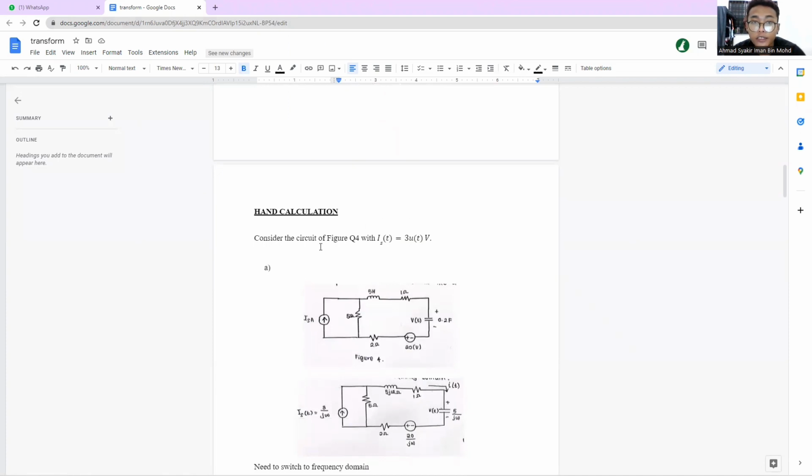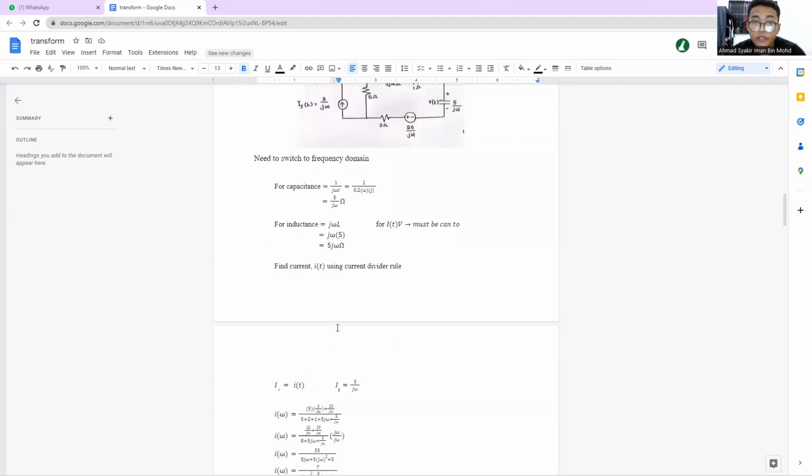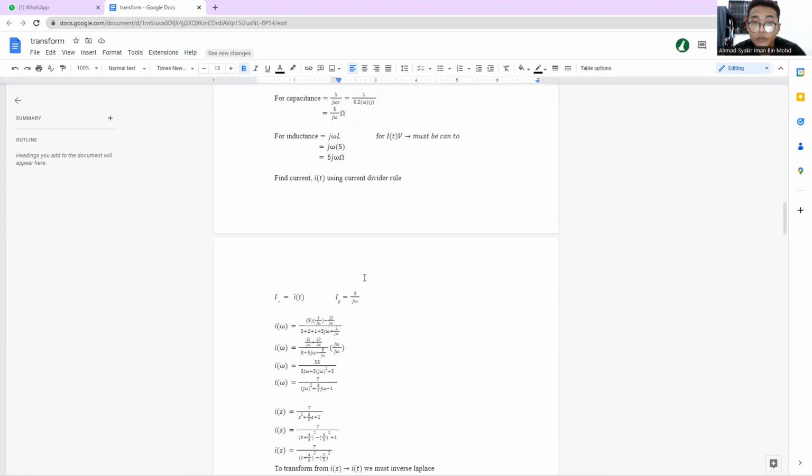firstly we need to consider the circuit of figure 4 with I_S equal to 3u(t). So firstly we need to switch to the frequency domain. For the capacitor, the frequency domain value is 5 over jω ohm. For the inductor, the value is 5jω ohm. So next we need to find the current I(t) using the current divider rule. So we use I equal to I(t) and I_S equal to 3 over jω.